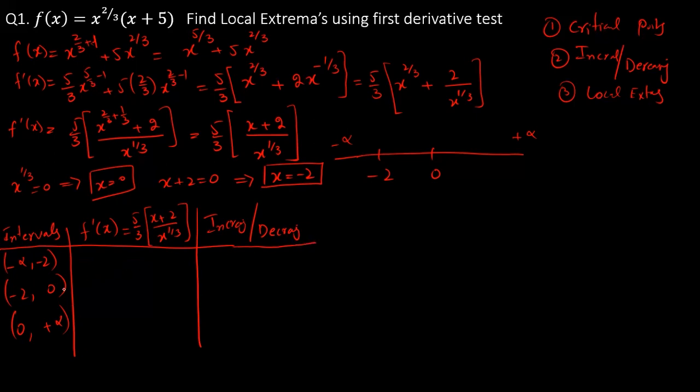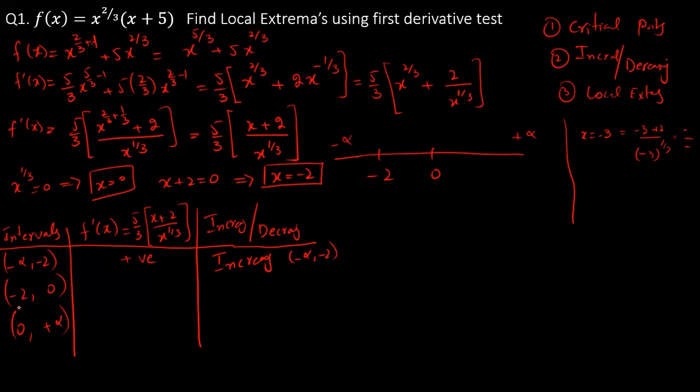Okay, so let's start. When we pick -3 from this interval and put it into this derivative, because we need to compute in this portion, this will give us (-3 + 2) by (-3)^(1/3), and we'll get minus from here and minus from here, and this will become positive. So this tells us that this interval is positive, which means our function is increasing in the interval from minus infinity to -2.